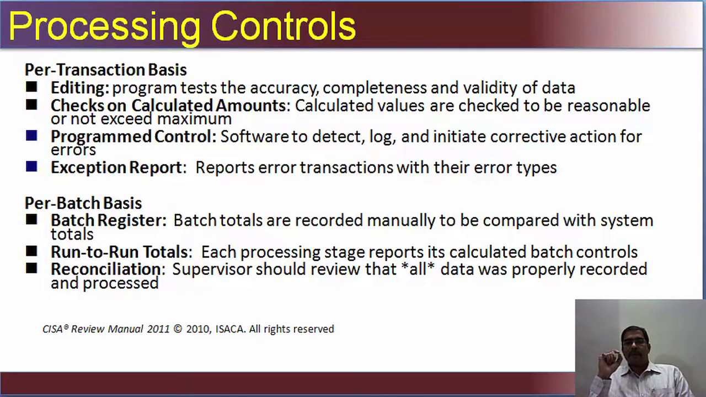So batch totals are recorded manually to be compared with the system totals. Run-to-run totals, each processing stage reports its calculated batch controls. Then reconciliation, supervisor should review that all data was properly recorded and processed. So why a star is given before all is, each and every transaction that has been entered should be verified to ensure that it has been properly recorded and it has been properly processed.